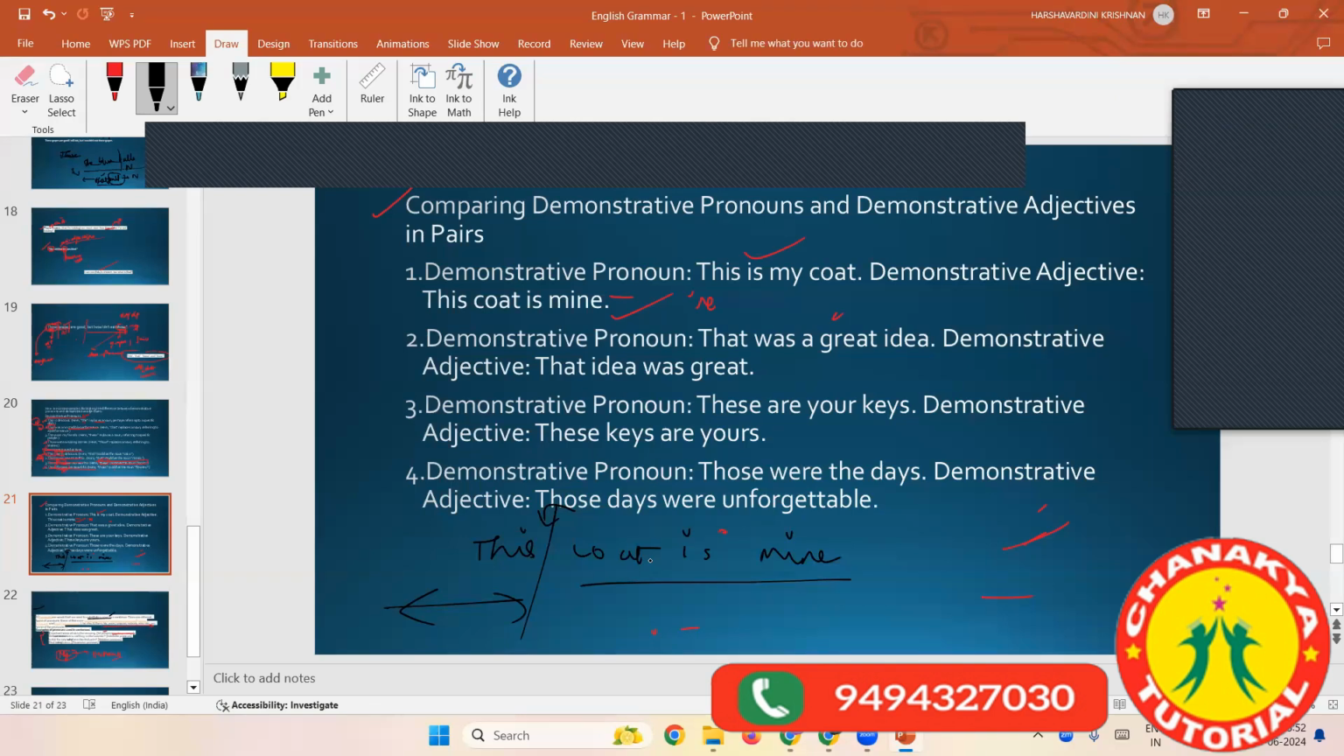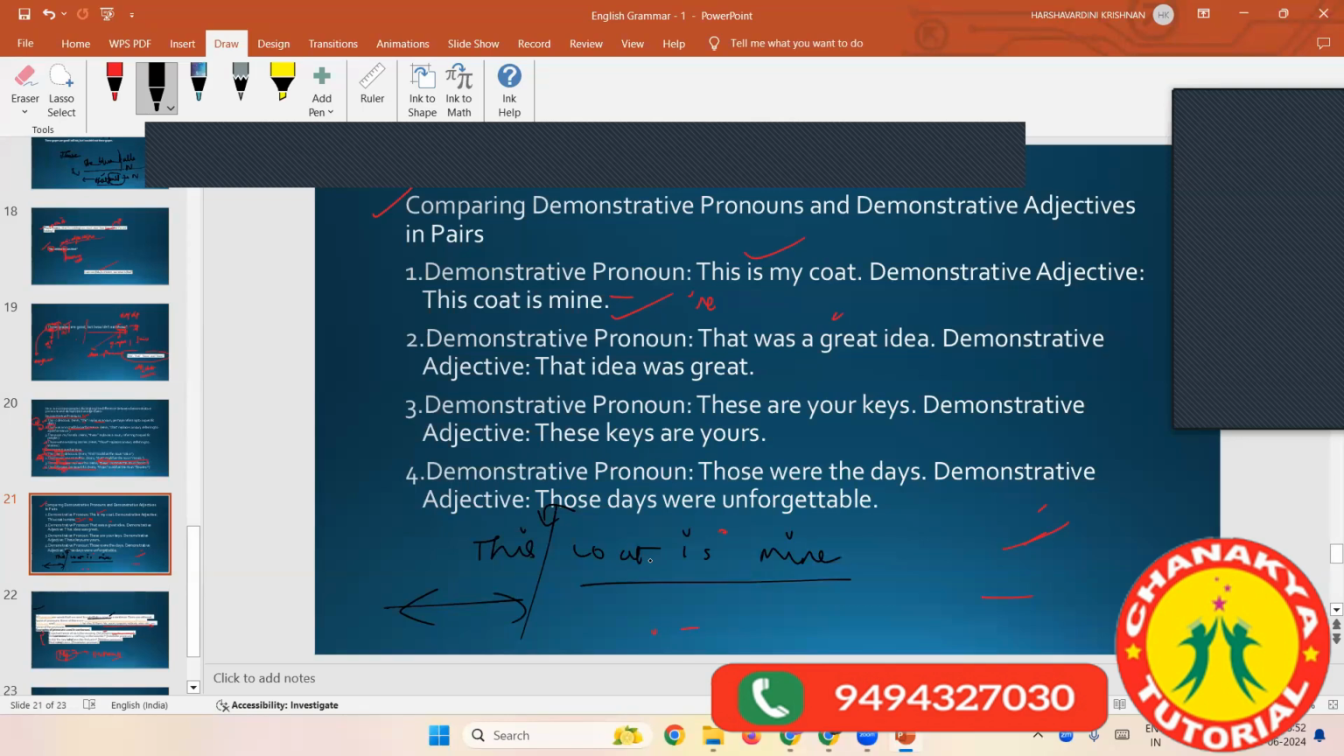This means what? You're particularly specifying the noun. You're enhancing the noun. That is the work of an adjective, right? What is the work of an adjective? To enhance the noun. Correct? Yes, ma'am. For example, instead of saying Advik is a boy, I'm saying Advik is a good boy. Good is the adjective there. Like that, instead of saying coat is mine, this particular coat is mine.